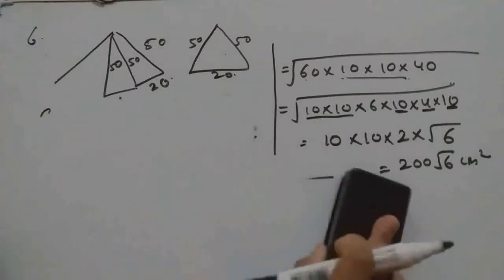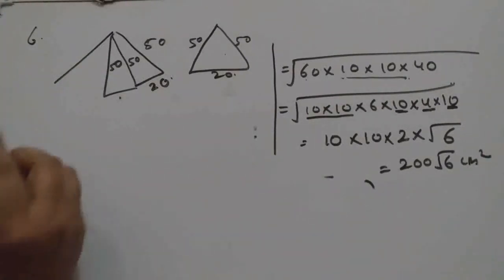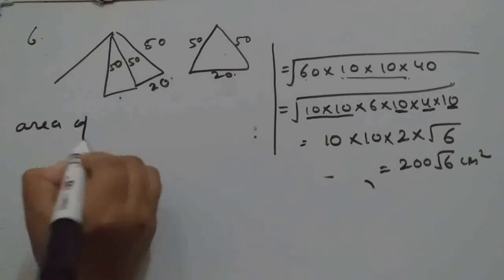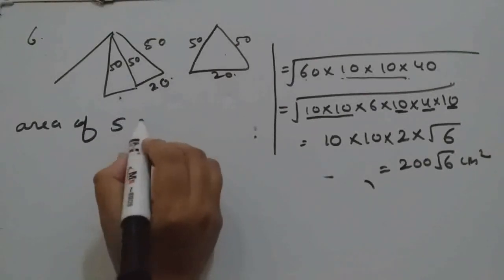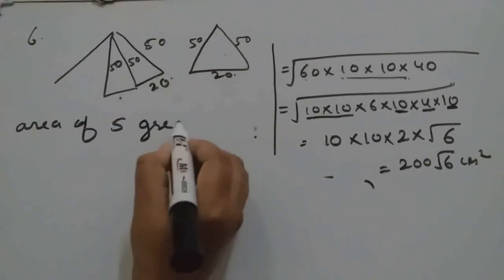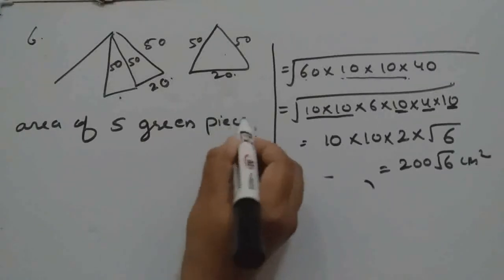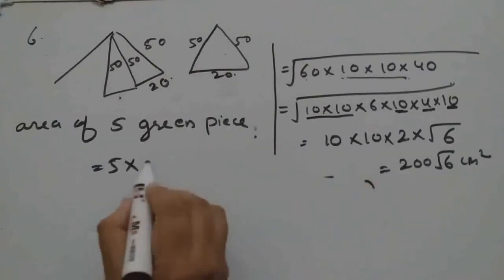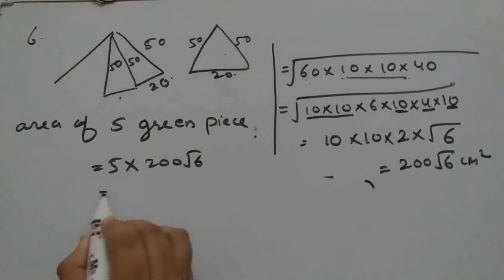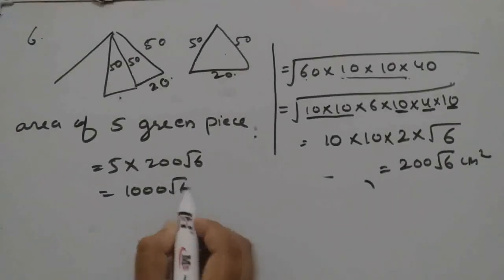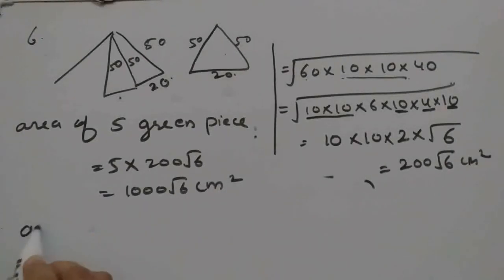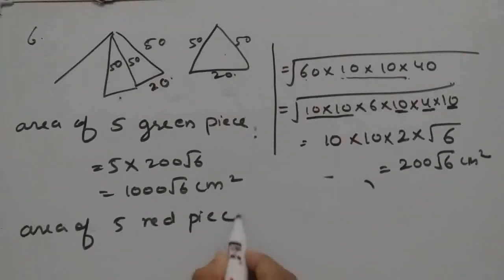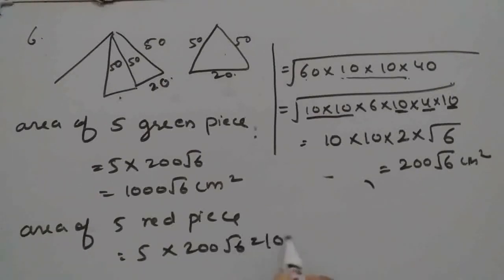Okay, so 200 root 6 centimeter square is area of one triangle piece. Now we have such 5 green pieces. So area of 5 green piece will be 5 into this, isn't it? That is 1000 root 6 centimeter square. And area of 5 red piece, that is also 5 into 200 root 6. So 1000 root 6 centimeter square.